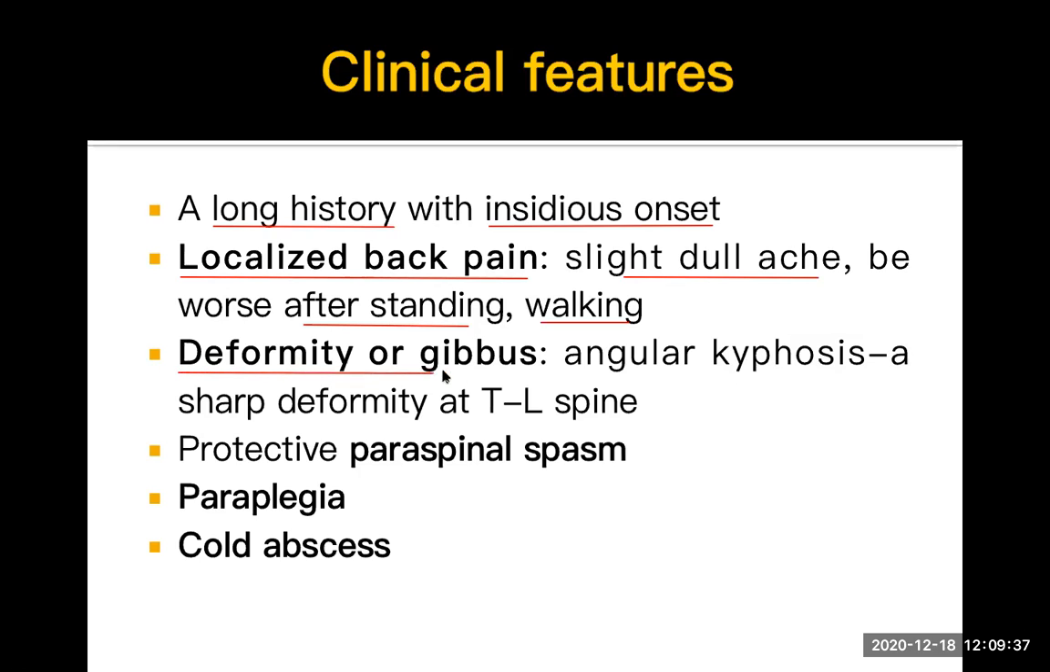Another is deformity or gibbous formation. Now this gibbous is an angular type of kyphosis. It is a sharp deformity at the thoracolumbar spine level. Now we all know what kyphosis is, isn't it? What is kyphosis? Yes? Who can answer? Bending of spine. Yes, exactly. Backward bending.